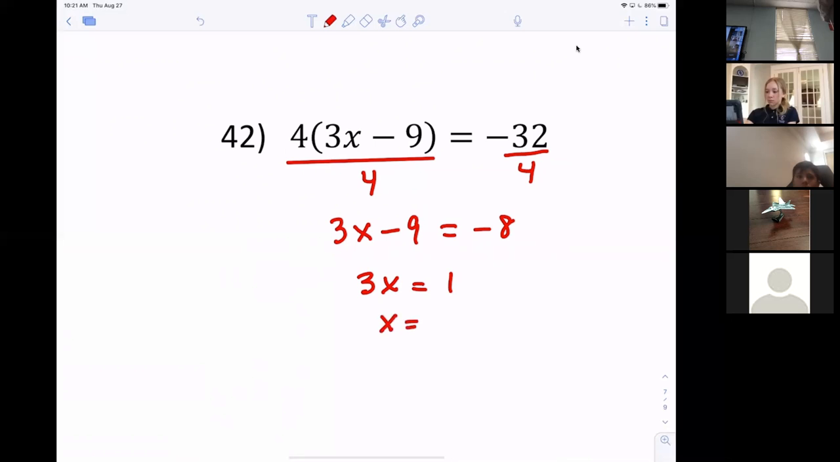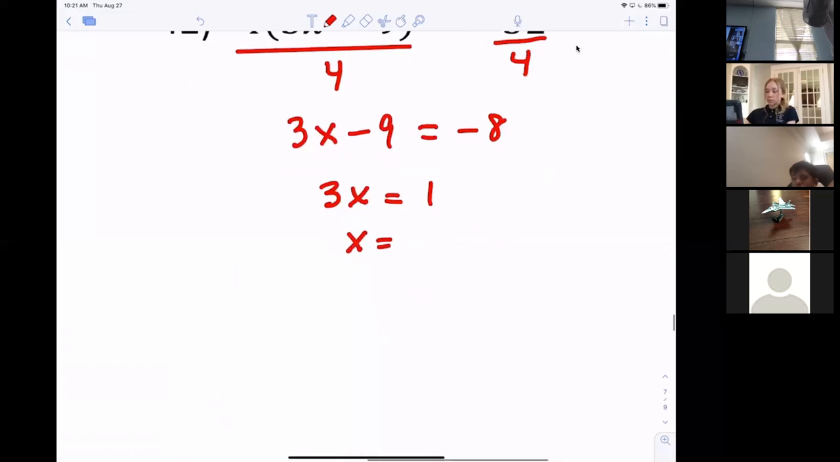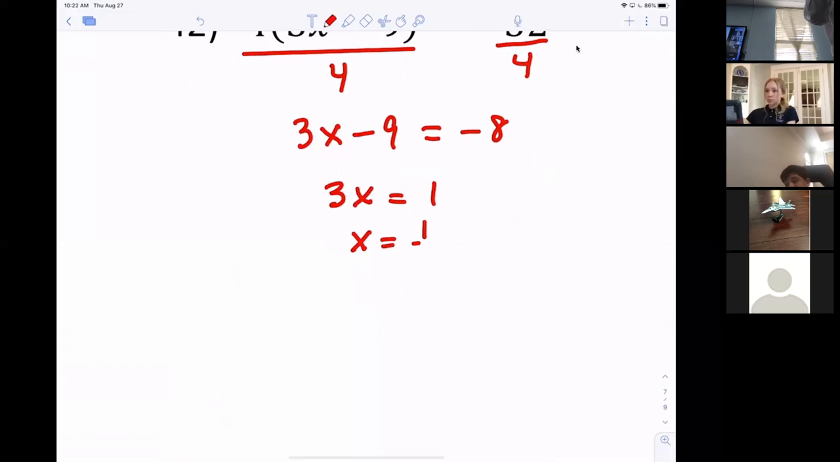Which means that x equals just 1. No, not 3, not 1, not 0.33, even though I know what you mean. 1/3 is 0.3 repeating, right? But we don't write that, all right? In math, the more advanced, you leave things as fractions. X equals 1/3. Anybody have any issues? Everybody good? All right, here we go.